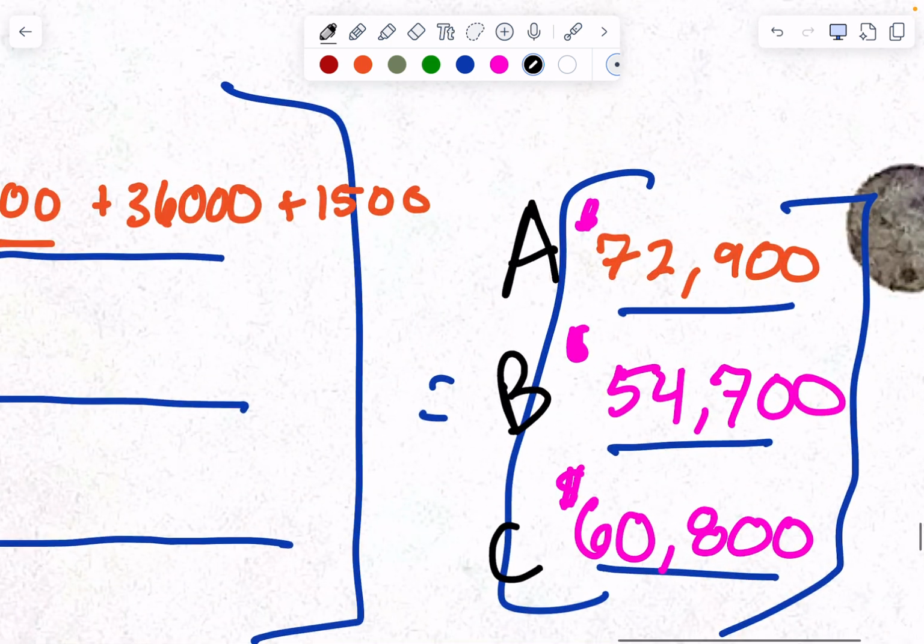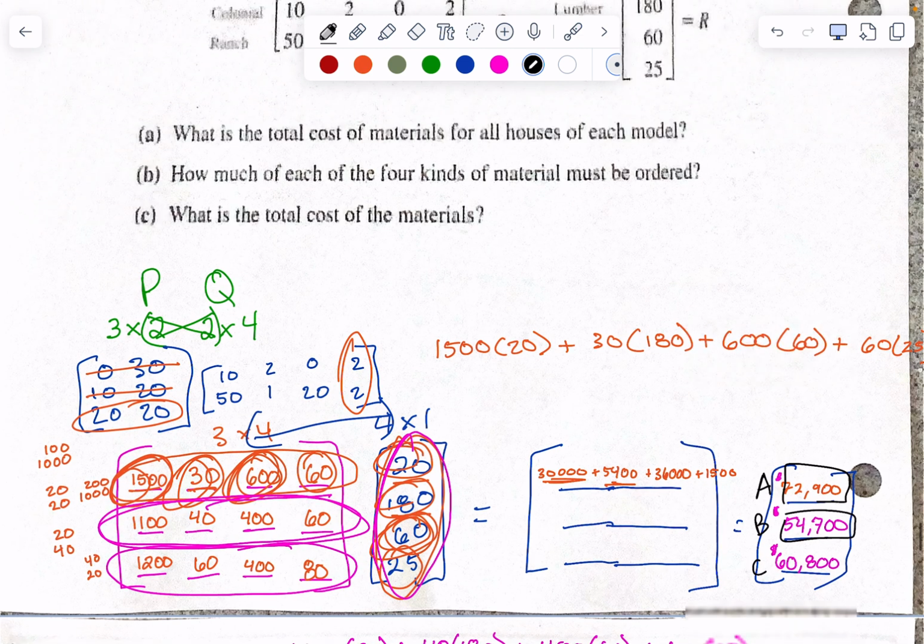You want the total cost of each program? That is the total cost of each one. Yep. Oh, what did they ask for A, B, C? What is the total cost of materials for all houses of each model? That's ABC, right? That's right here. That's our final result.